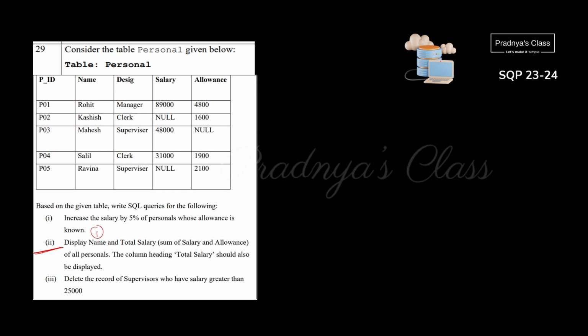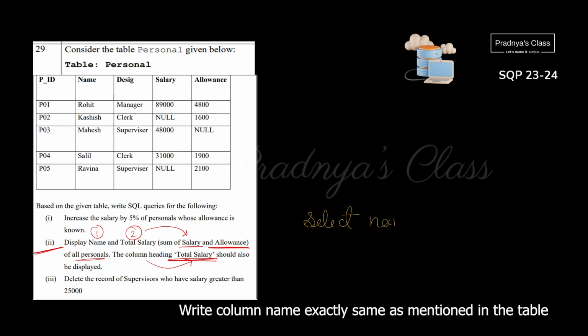Display name and total salary. The total salary will be the sum of salary and allowance that we are displaying for all the personnel. The column heading will be total salary. To display we simply use the select command. First we will be displaying name and the second is total salary.